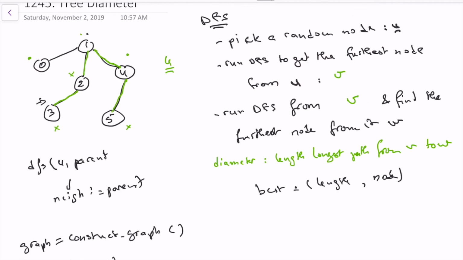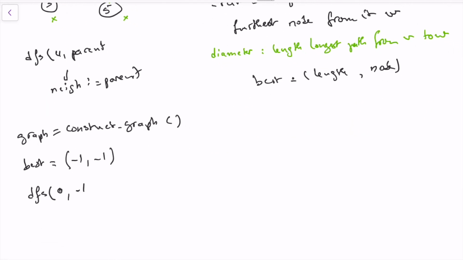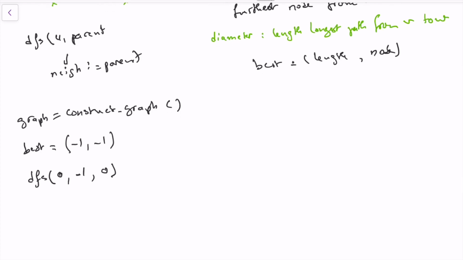a parent, because we know in the problem it says that we start from 0, right? So we know that 0 doesn't have any parent. And then we need to pass the length so far, which at the start is 0, right? And with that, in our best, we will put the furthest. So sorry, this is actually the furthest node from the start node. Pass it to DFS.